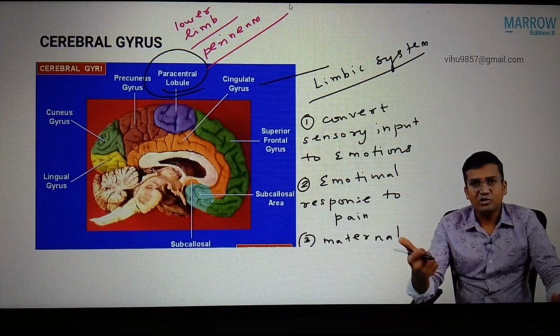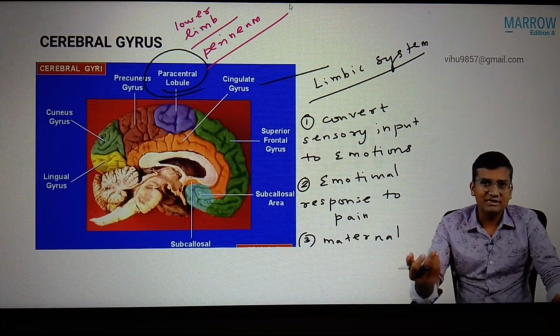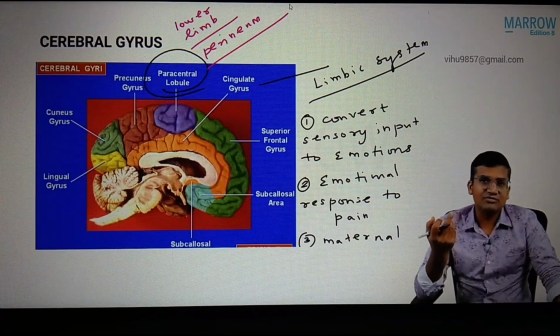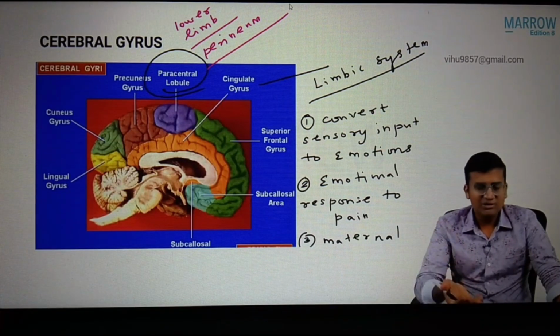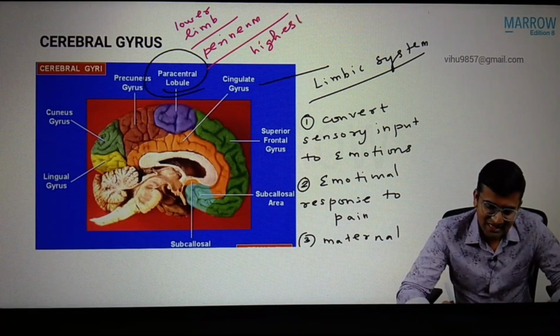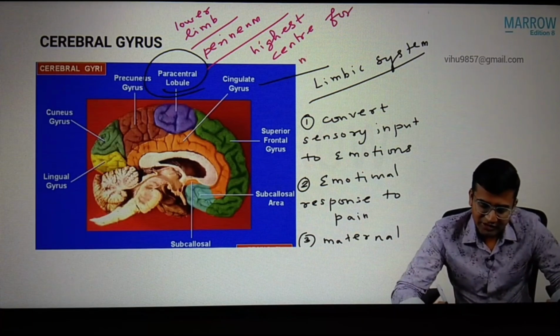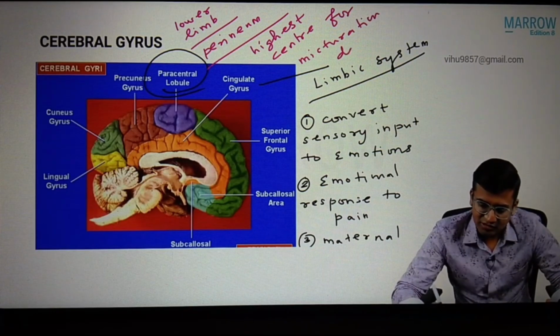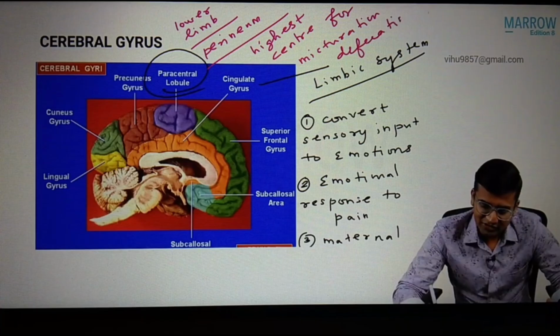If we control the urogenital opening and the anal opening, that means we are controlling micturition and defecation. So what is the highest center for micturition and defecation? Paracentral lobule. So paracentral lobule is the highest center for micturition and defecation.